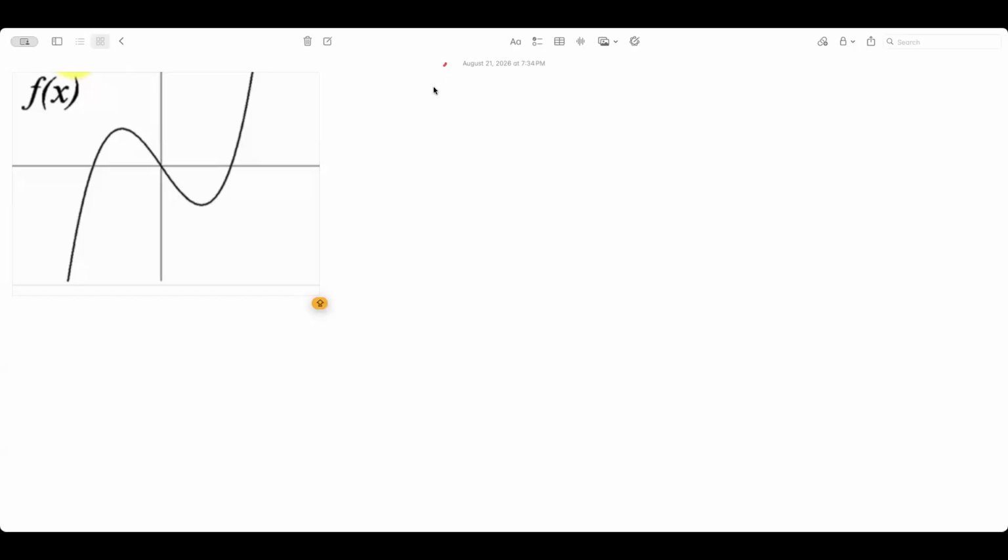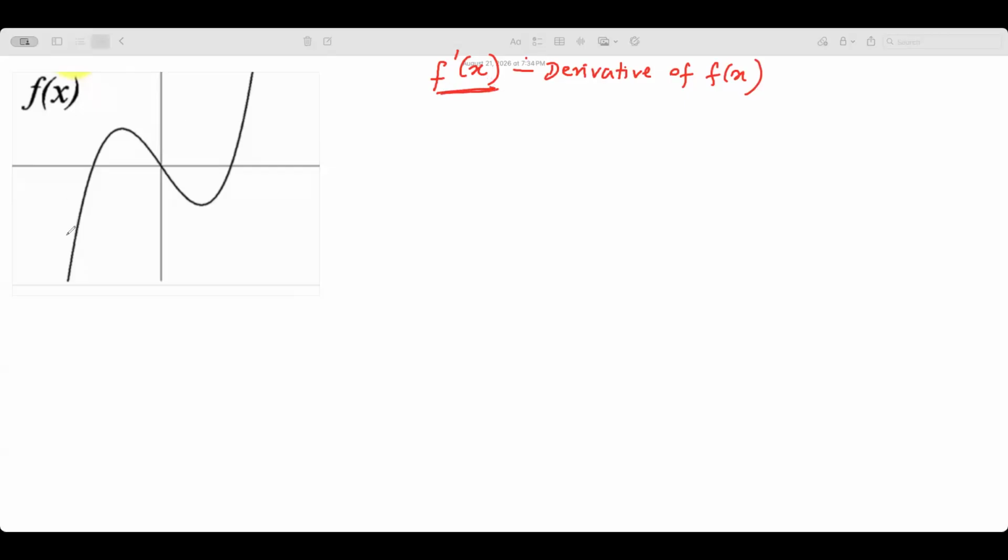Okay, this is f of x. I'm going to find f dash of x. I'm going to plot the derivative of the function f of x. How do I do it? What is f dash of x? I select a point. I draw a tangent. The slope of that tangent is f dash of x at that point. So let's say this is 4, minus 4, minus 3, minus 2, minus 1. I've given some random numbers, okay?